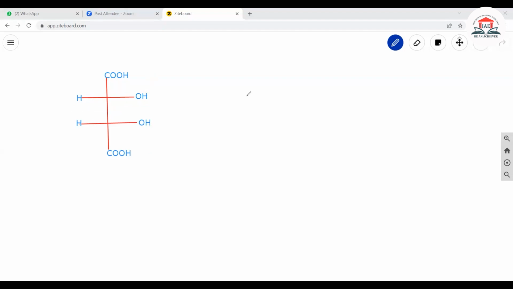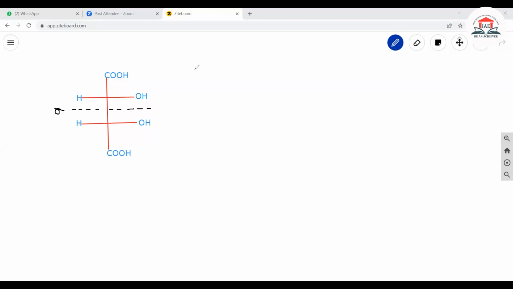And I have discussed in the last class that any molecule which contains a plane of symmetry will be optically inactive. বলেছিলাম তো? Yes, sir. This is the sigma plane which is passing through the middle of the molecule.